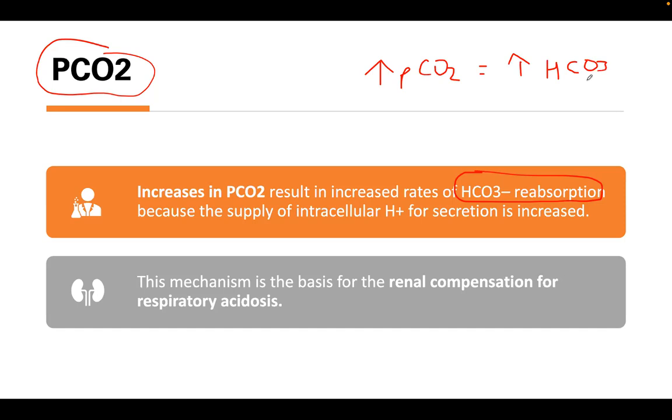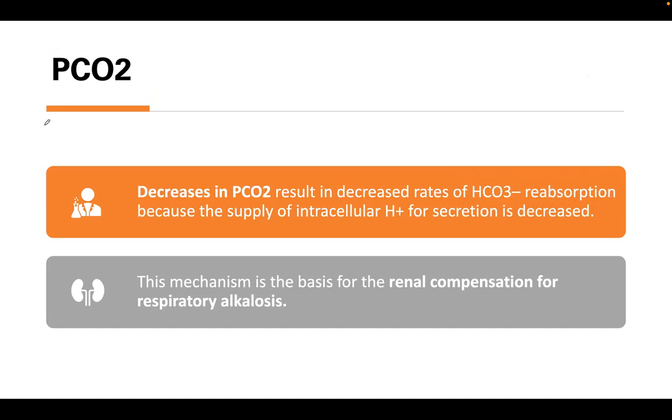Another concept to remember is if there are decreases in PCO2. This is basically the opposite. If there are decreases in PCO2, there are also decreased rates of bicarbonate reabsorption. This is the basis for the renal compensation in respiratory alkalosis.